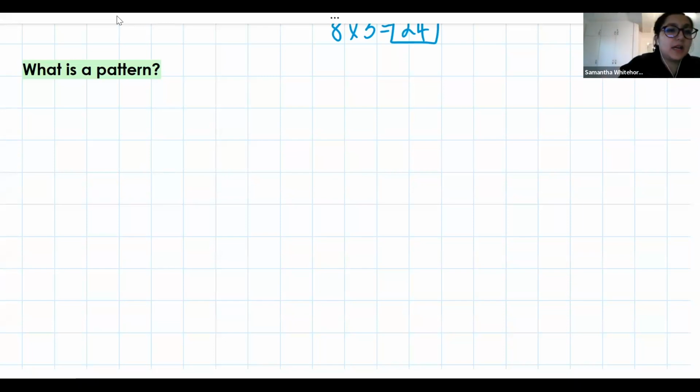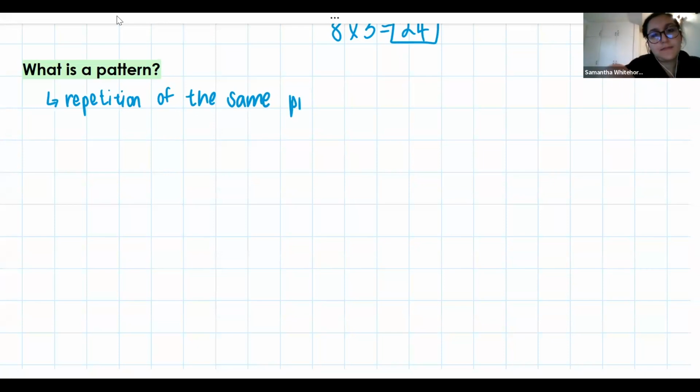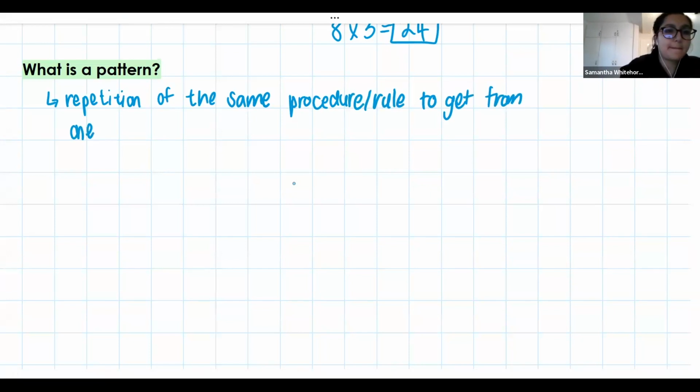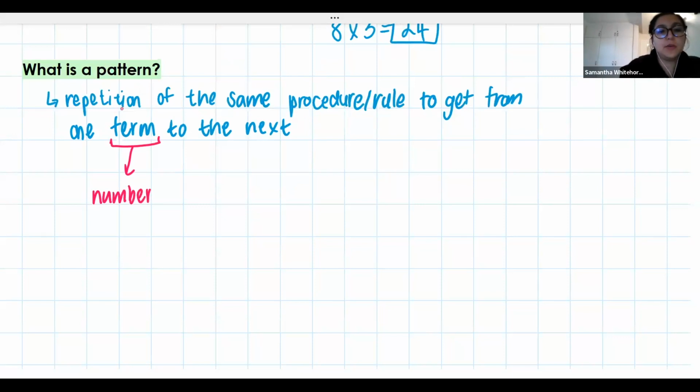and recognize a pattern that's going on. So a pattern, and I'm hoping I remember all the words, is a repetition of the same procedure or the same rule to get from one term to the next. Now, when I talk about a term, number patterns are the numbers in our pattern. You'll see when we do some examples, I will point out to you what terms are. So these are the numbers in our pattern.